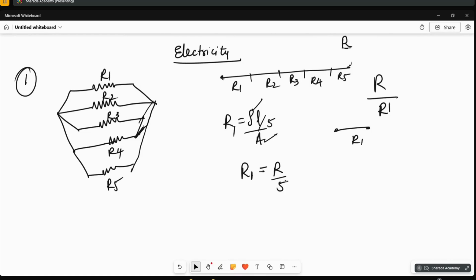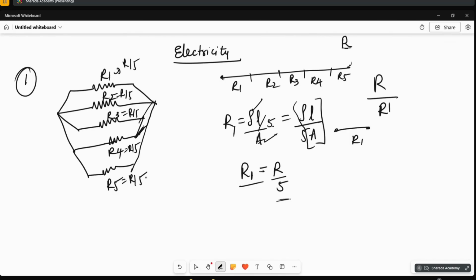R is equal to rho into L by A. Now if I cut it into 5 parts, rho and A will be the same, but L will become L by 5. So it is rho into L by 5A, that is, 1/5 of R will become R1. Each one is the same thing. So R1 will be R by 5, R2 is also R by 5. All will become R by 5.